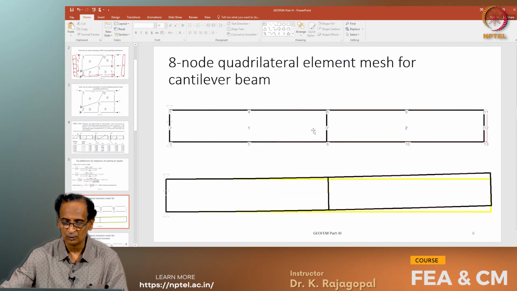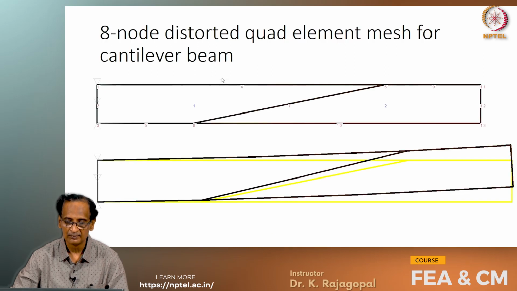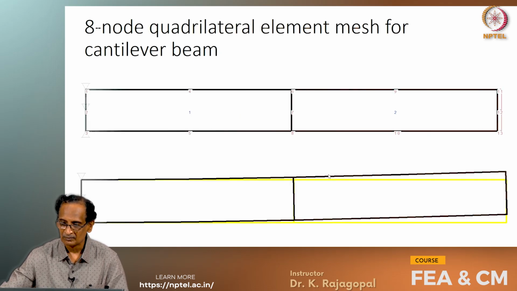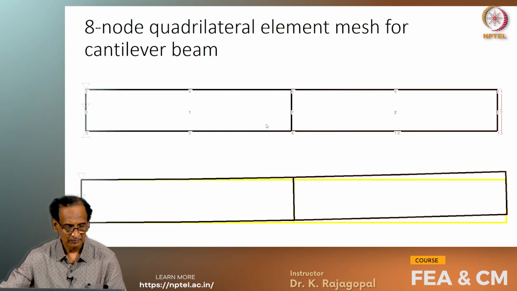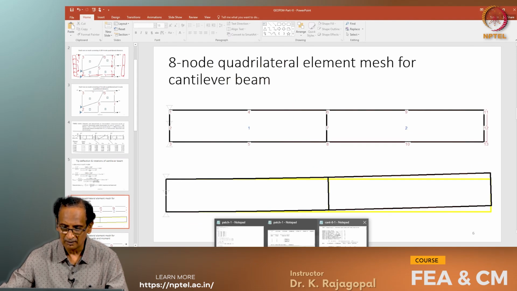So, here we have 2 elements and 13 nodes: 1, 2, 3, 4, 5, 6, 7, 8, 9, 10, 11, 12, 13. Okay. This is the 13 nodes, and then this is the deformed shape. The yellow one is the original mesh, and the black one is the deformed shape. And let us see how the displacements and everything are predicted.